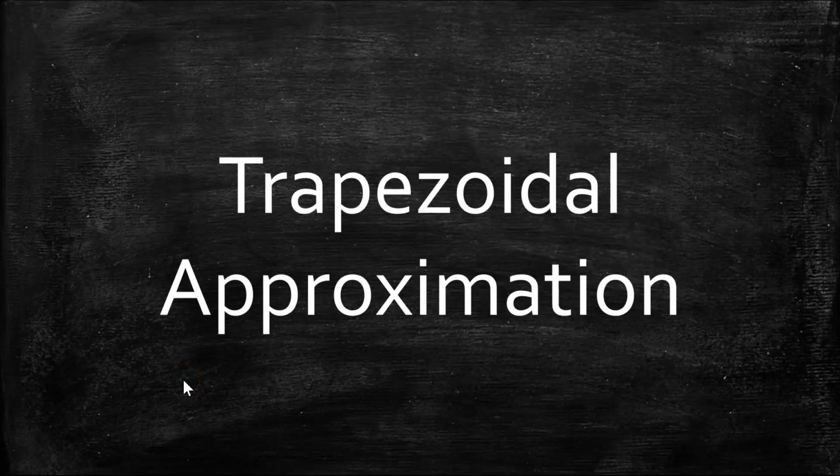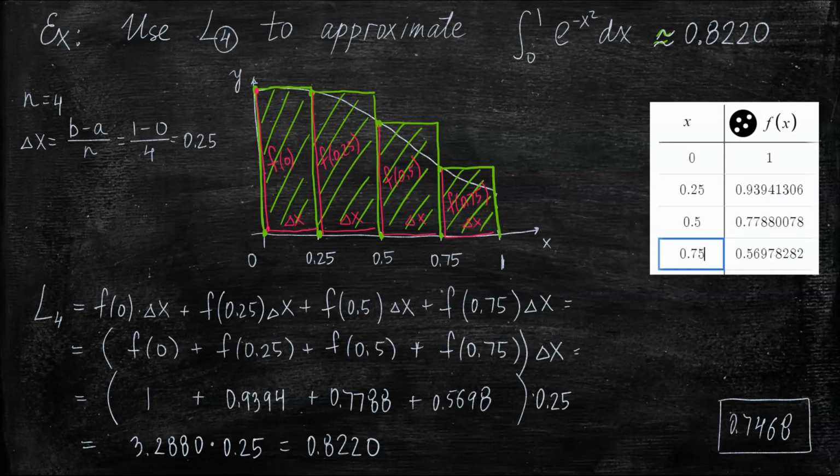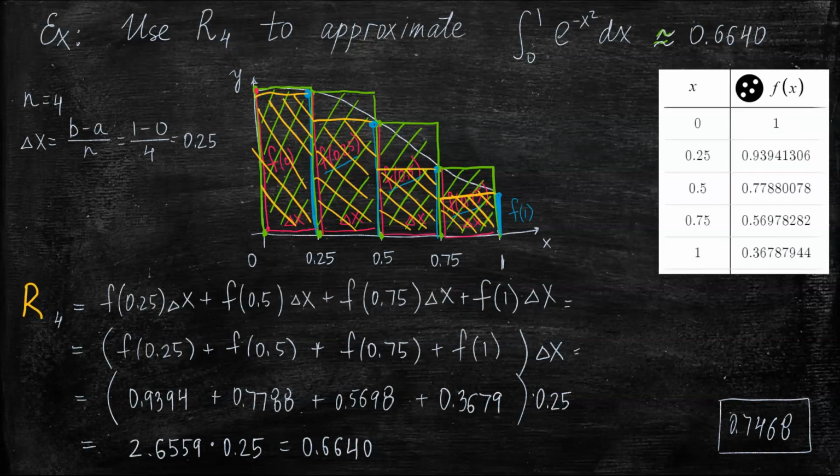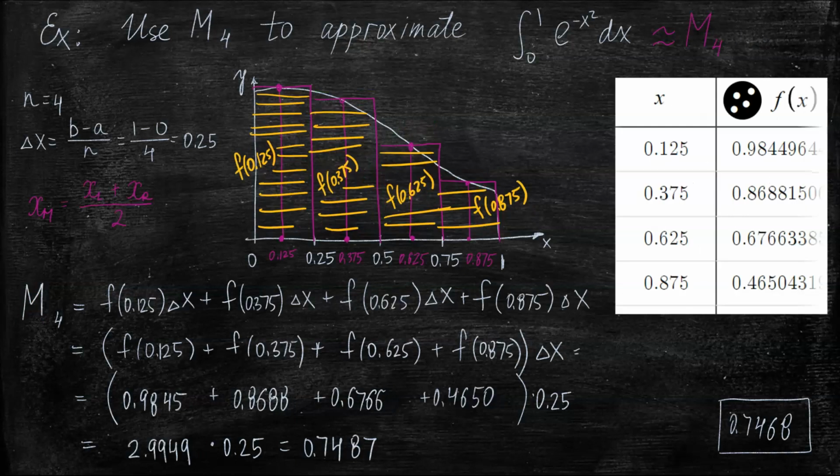In this video lecture, I will introduce and discuss the trapezoidal approximation technique to find approximately the value of definite integrals. Previously we have learned the left endpoint approximation, right endpoint approximation, from which we also derived the midpoint approximation, and now we'll talk about another way to approximate definite integrals called trapezoidal approximation.